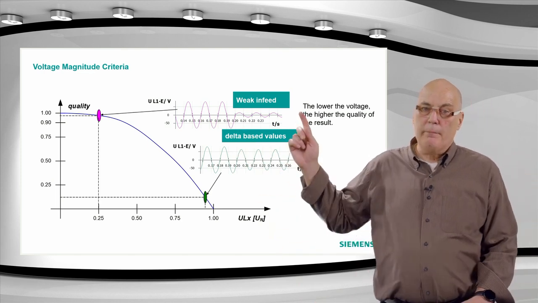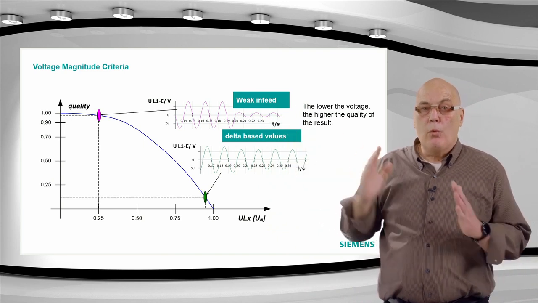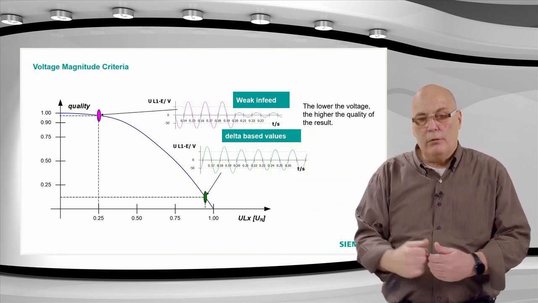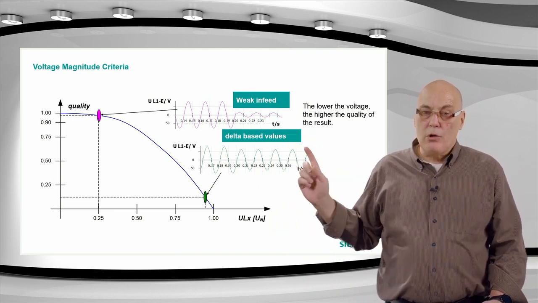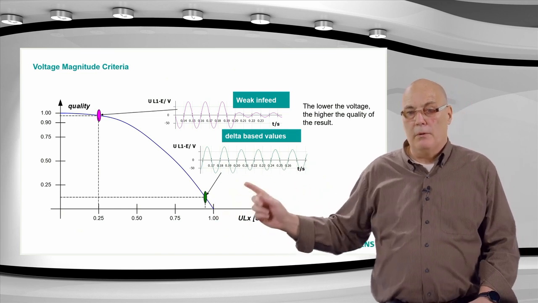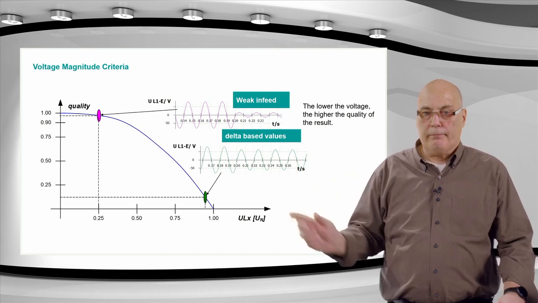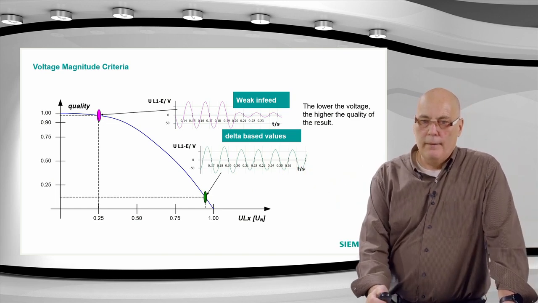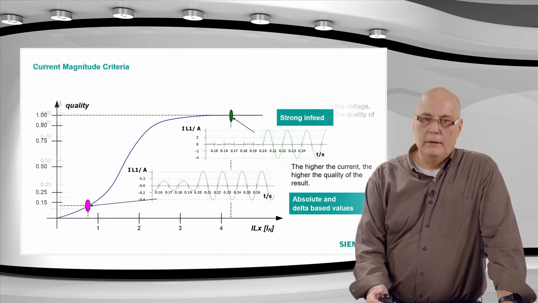And this would happen during a weak infeed. Remember, if you have a weak infeed, then you have a severe voltage drop. Okay, if you have a strong infeed and it's a little bit remote fault and so on, you could have a smaller voltage drop. So you can see this is an interesting technique over here.